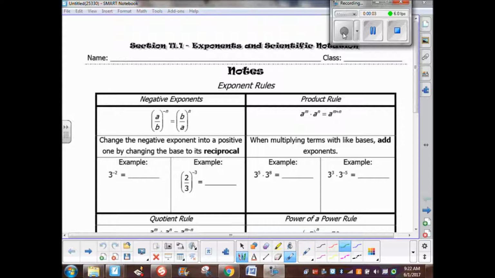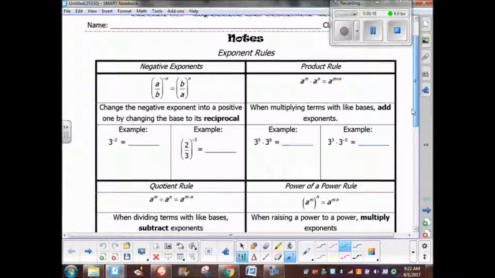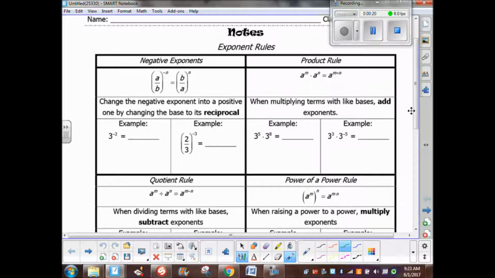All right, so we're going to start out with the exponent rules. We're going to review exponents in scientific notation today. Those were our last, second and third units, so this stuff should be pretty fresh in your mind. So, our exponent rules.